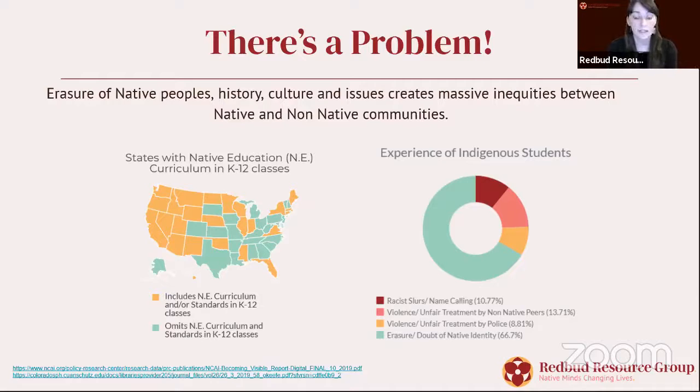So with the Native community, we see this very saliently in K through 12 education. This map here to the left, which is from the National Congress of American Indians and their Becoming Visible report, shows that over 50% of states completely omit Native education from curricula and standards for K through 12 classes. And this has a real quantifiable impact on Native students, because when you look to this graph on the right from Victoria O'Keefe from the Center for American Indian Health at Johns Hopkins, you can see in the mint color, these are Indigenous students that reported feeling erased from their community. They experienced people doubting their identity when they talked about being Native.